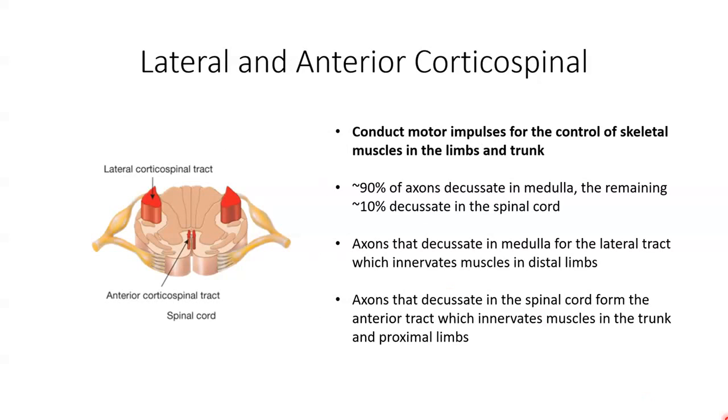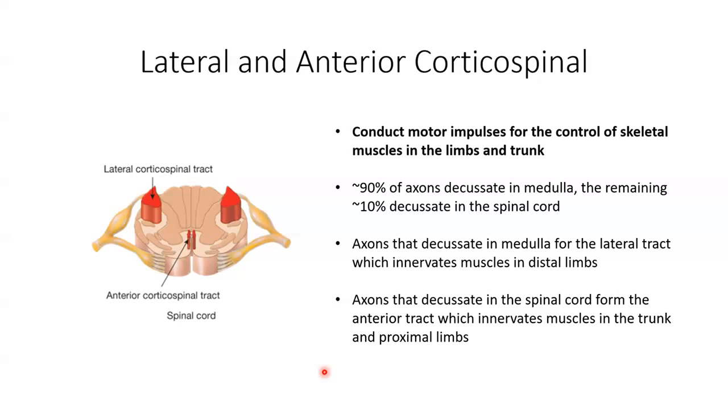So the first of our direct motor pathways, coming directly from that motor cortex, are the corticospinal pathways. These pathways conduct impulses for the control of skeletal muscle of the limbs and the trunk. Axons of upper motor neurons form the corticospinal tracts, which we can see here are our lateral corticospinal tract and our anterior corticospinal tract, which descend through the cerebral cortex and the midbrain to the medulla, where those bundles of axons form the bulges on the front side of the medulla that we know as the medullary pyramids.